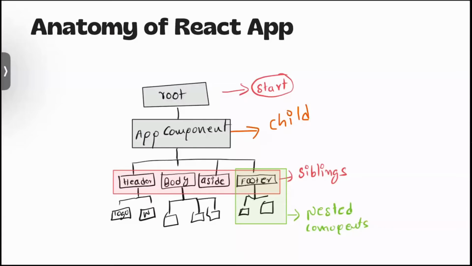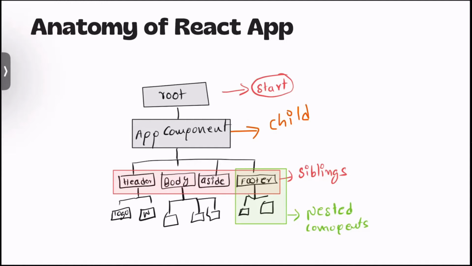So how does that entire thing fit? As we have seen in the last session, there is a root element on the index file, and React actually starts from there. React starts creating the virtual DOM on the root element, and the app component, or the first component that you create, will become a child component to that root. In fact, any component placed inside another component will have a parent-child relation. So you need to understand this terminology.